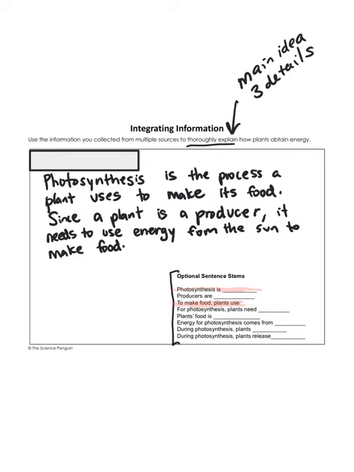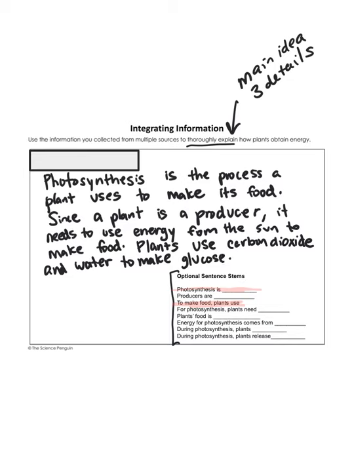Okay, so what I'm going to do is I'm going to say plants use carbon dioxide and water to make glucose. Glucose is sugar. Now, the reason I'm including this sentence about glucose is sugar is because it's always a good idea to assume that the reader of your paragraph doesn't know anything about this at all. So pretend that Ms. Lynn doesn't actually know anything about photosynthesis, and you're gonna have to define words like producer, carbon dioxide, glucose, etc. So glucose is sugar.